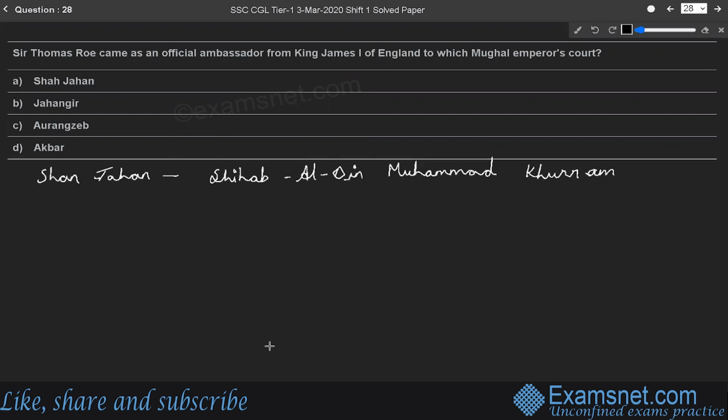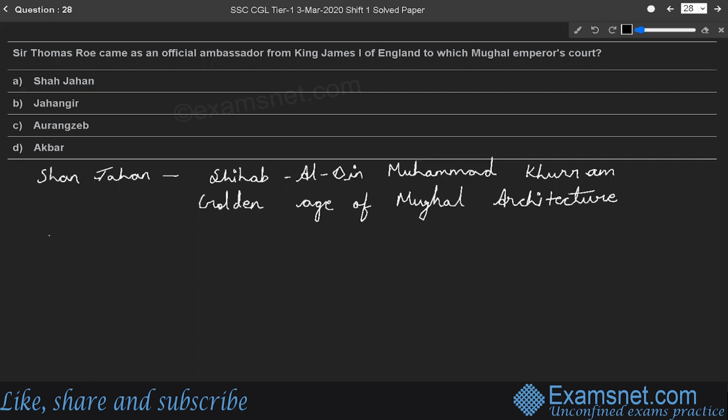His reign was called the Golden Age of Mughal architecture. His famous monuments were Taj Mahal, Red Fort, Jama Masjid, and Sheesh Mahal.